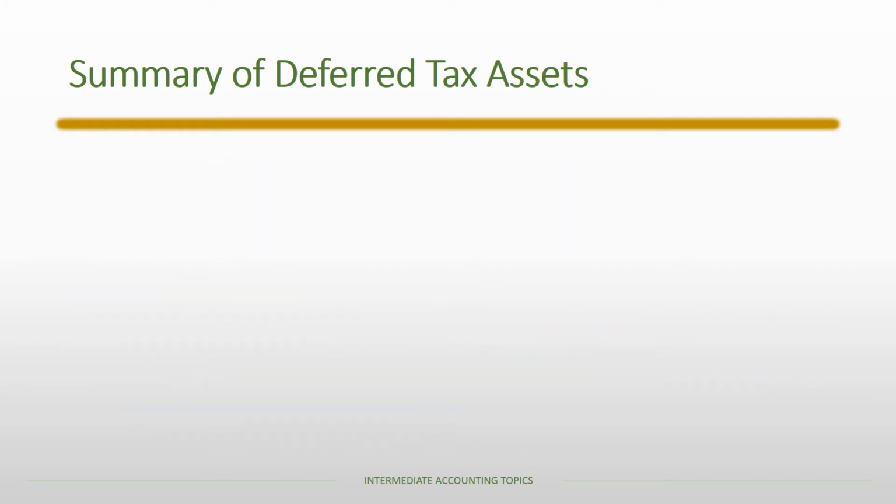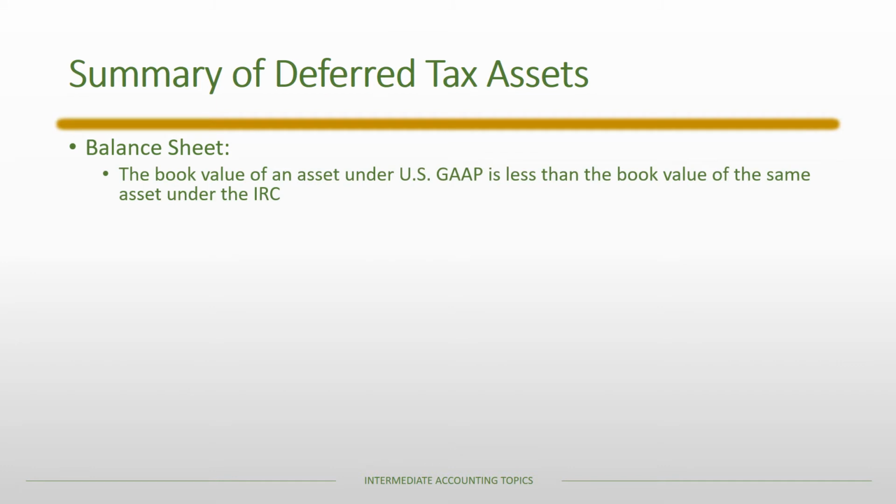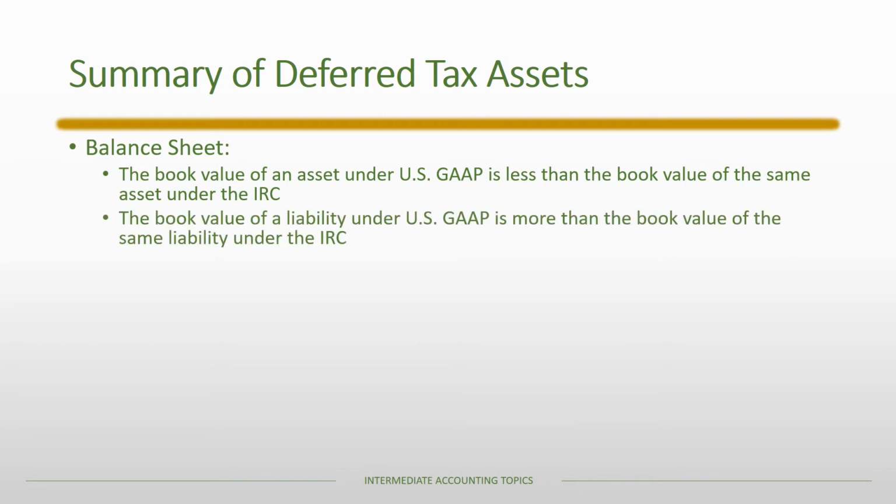All right, deferred tax assets. So sort of looking at the other side of this. So if we have a deferred tax asset, it must be the case that on the balance sheet, the book value of an asset under U.S. GAAP is less than the book value of the same asset under the Internal Revenue Code. Or it must be the case that the book value of a liability under U.S. GAAP is more than the book value of the same liability under the Internal Revenue Code. In other words, if there is a deferred tax asset, there must be a difference in the balance sheet.